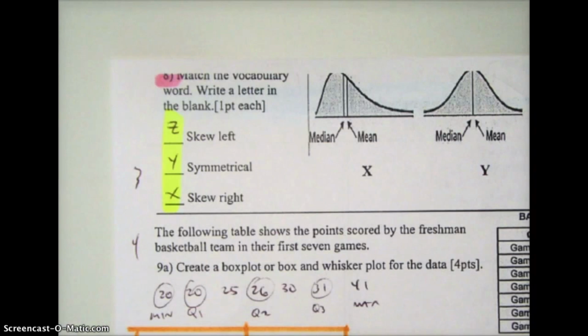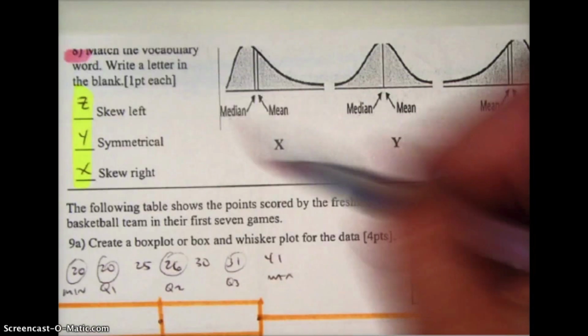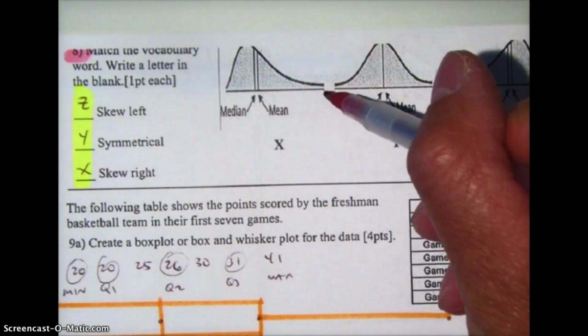Question number 8. Match the vocabulary word, write a letter in the blank. So here you have the median is lower than the mean, and there's no data to the right, which means out here there's probably an outlier. Therefore, this is called skewed right. When you can fold it in half, that is symmetrical.